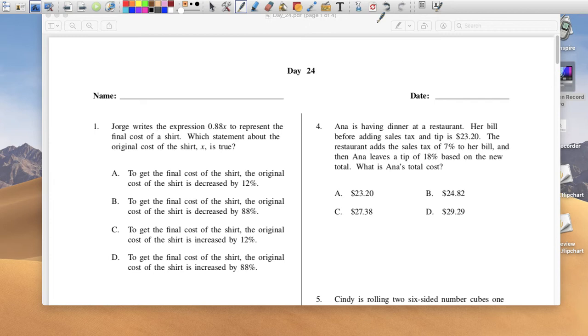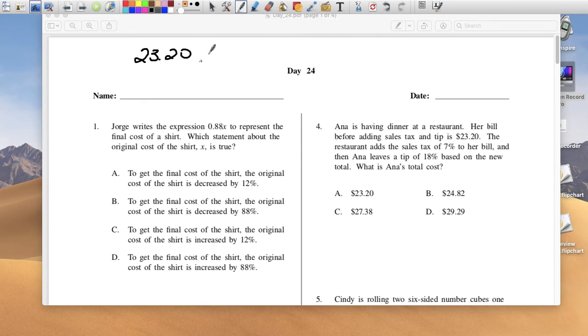Anna's having a dinner at the restaurant. Her bill before sales tax and tip is $23.20. The restaurant adds sales tax of 7%, and she leaves 18% on the tip. Based on the new total, what's Anna's total cost? So, I don't like this question, only because she's tipping. This is what the question is saying.